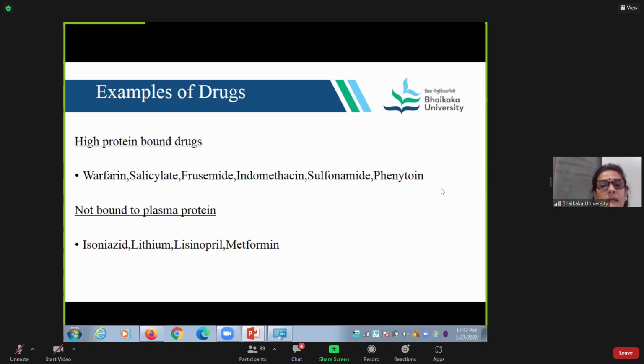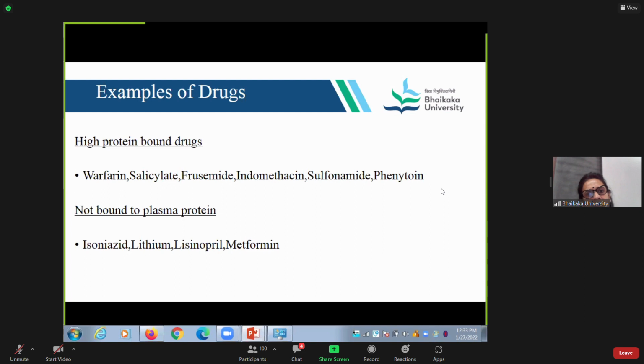Furosemide is one of the diuretic drugs. Indomethacin is also an NSAID. Sulfonamide is one of the antibiotics, and phenytoin is given in patients suffering from epilepsy. So these are a few drugs which have this characteristic, that is, high plasma protein binding capacity. There are some drugs which do not bind to plasma protein, and they are isoniazid, which is a drug for tuberculosis, lithium for patients of mania, lisinopril, which is antihypertensive, and metformin, which is anti-diabetic. So these are four examples of drugs which do not bind to the plasma protein.